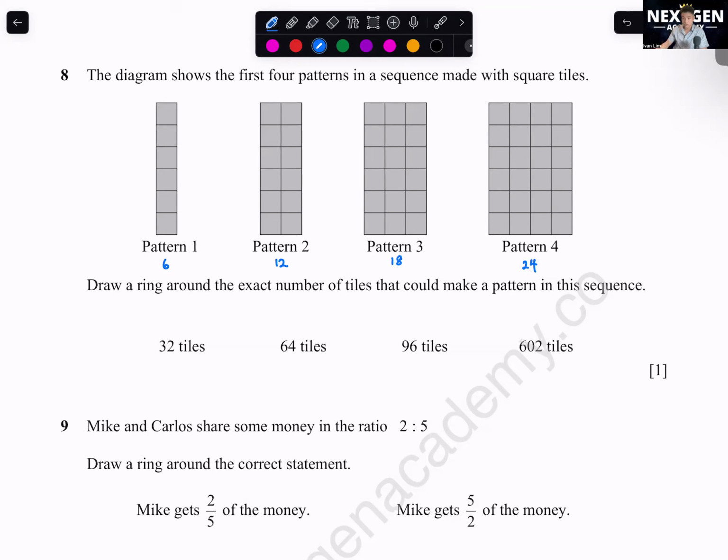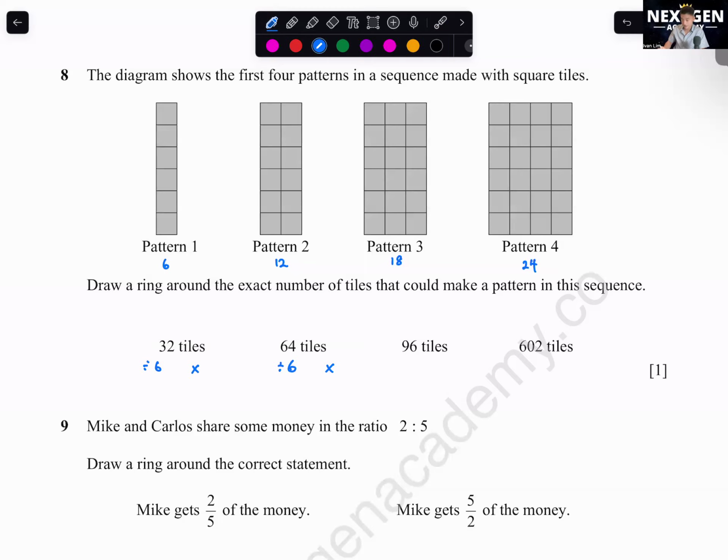Okay, which one is the answer? Because multiple of 6, right? If you observe the pattern here, these are 1 times 6, 2 times 6, 3 times 6, 4 times 6. So we need to get one of the values that is a multiple of 6. It means it can be divided by 6. 32 can be divided by 6? Cannot, right? 64 divided by 6? Cannot, right? We need a whole number.